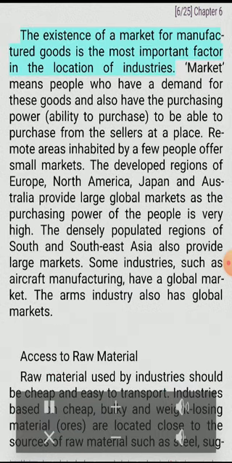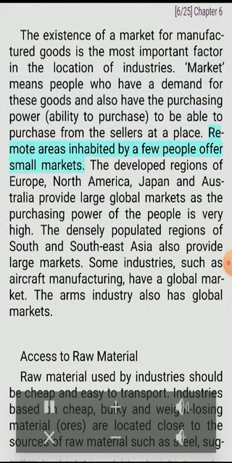Access to market. The existence of a market for manufactured goods is the most important factor in the location of industries. Market means people who have a demand for these goods and also have the purchasing power, the ability to purchase, to be able to purchase from the sellers at a place.